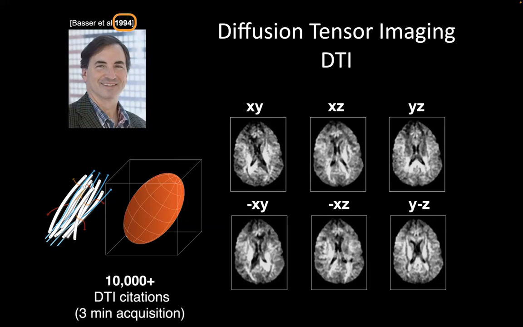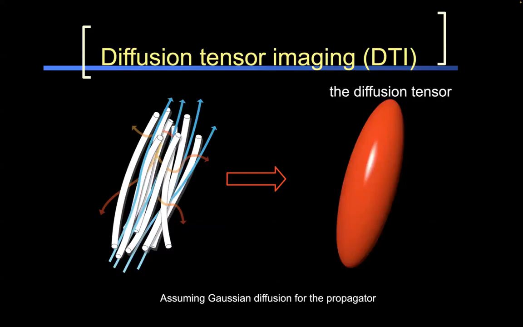Peter Basser is at the NIH. He got the ISMRM gold medal for inventing the DTI in 1994. The inventor of diffusion weighted images, Denis Lebihan, which I was talking about, was his last author on this paper. So Denis Lebihan was also at the NIH back then. And this is 10,000 plus citations at least now. And so this is the model.